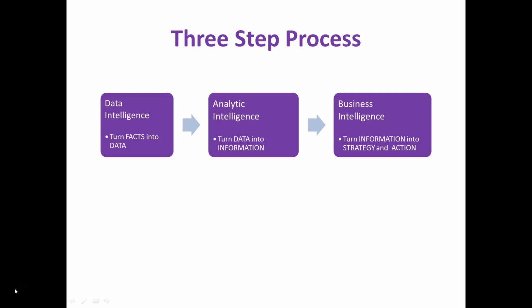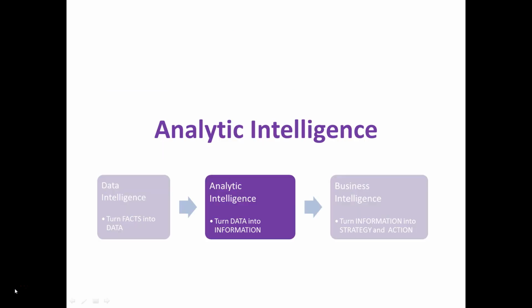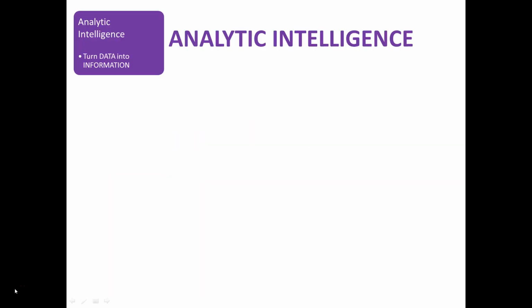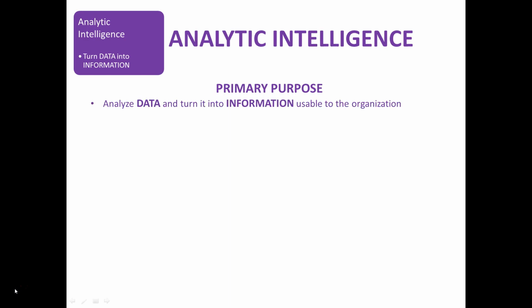Now in this section we're going to talk about the second step of the three-step process of organizational intelligence, which is analytic intelligence. In this step, we take the data that was collected from the data intelligence people. Remember, those guys gathered a bunch of facts and shoved them into a relational database. The job of this part is to take that data and turn it into information that can be used by the organization. Just collecting a bunch of facts doesn't mean a lot, but when you extract information from it, that's when the value can be achieved.